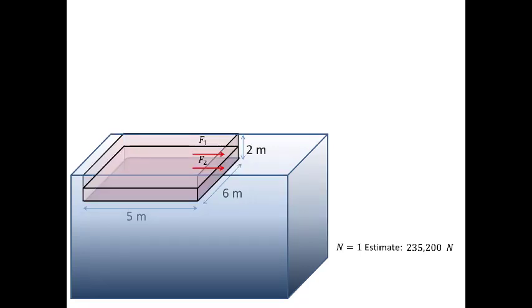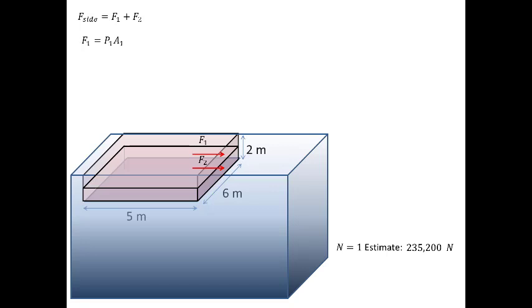Well, we could separate this into two different forces to make this a little bit more accurate. And so we'll call this our n equals 2 estimate, where we're just looking at two different forces, and we'll call the total force on the side equal to F1 plus F2. So we're looking at F1 being the force on the top half of that side, and F2 being the force on the bottom half of it.